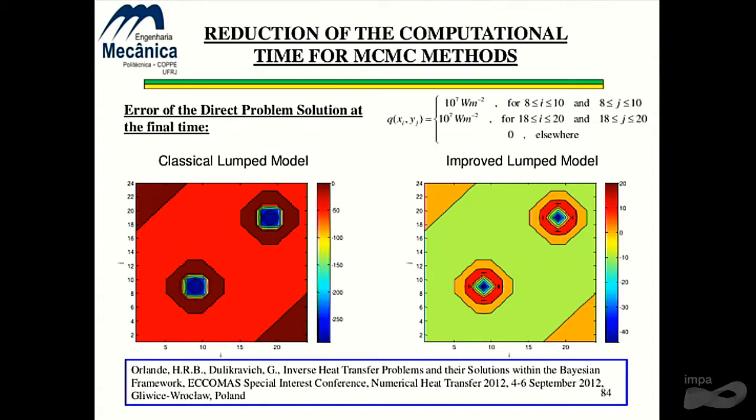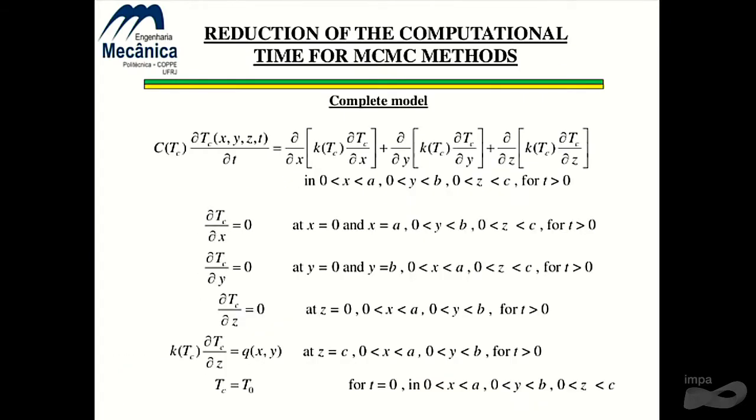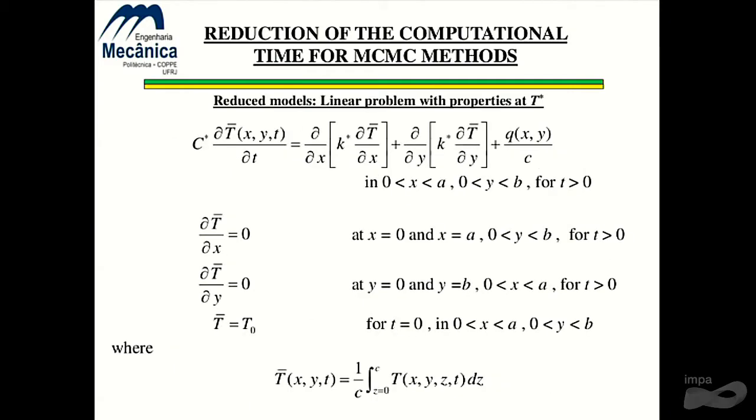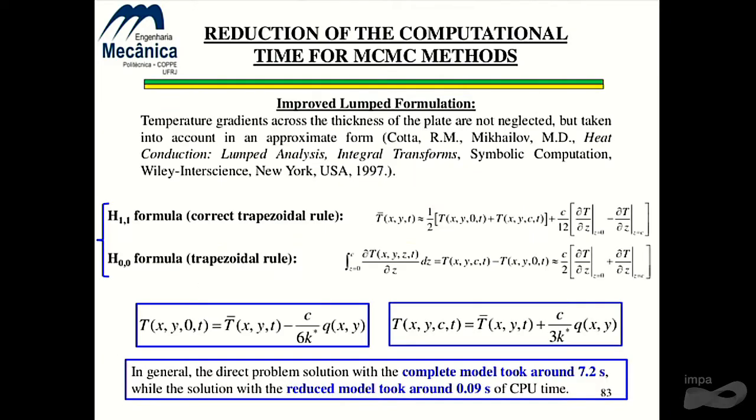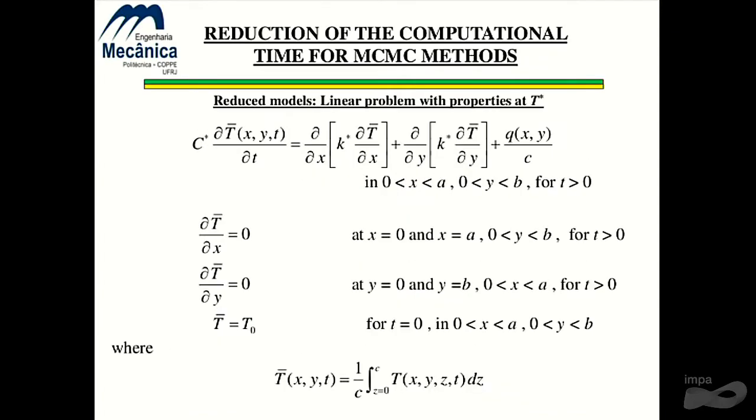But of course, for the solution of the inverse problem, it is of great interest to replace this complete model by this reduced model, say with this improved lumped formulation. So the idea here is that by taking measurements, we want to estimate the heat flux at this top surface by taking measurements at the bottom surface. And these are local measurements, taken with an infrared camera.